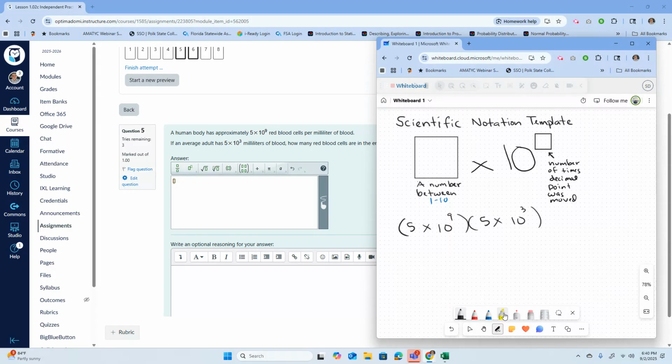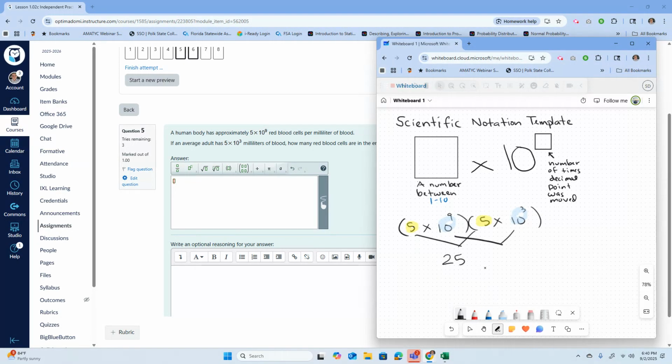And again, how do you multiply this? You multiply the coefficients with the coefficients, what I highlighted in yellow. So 5 times 5 is 25. And then I'm going to multiply the powers of 10, the ones I highlighted in blue.